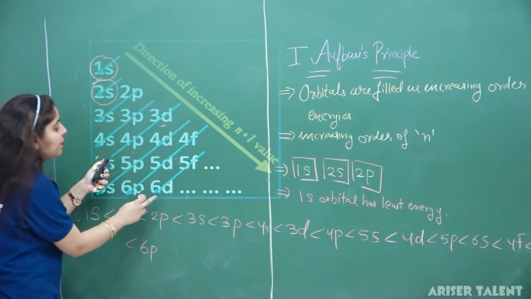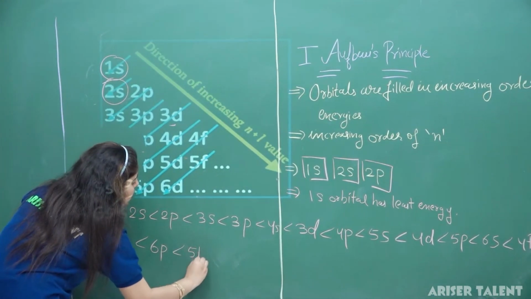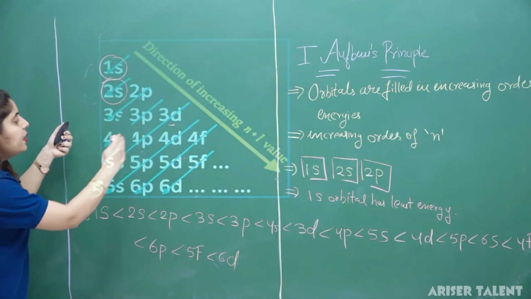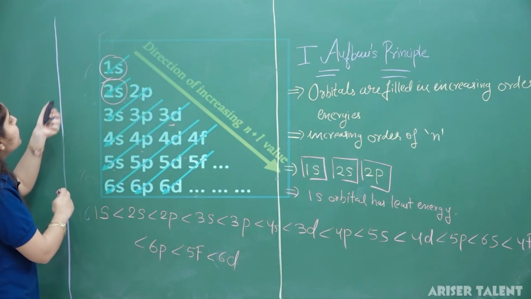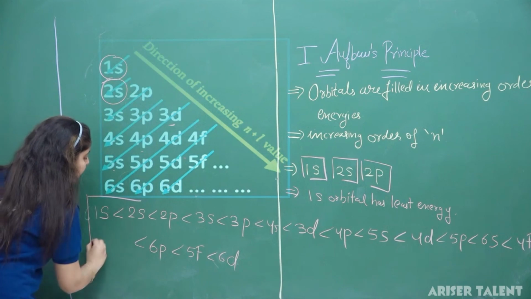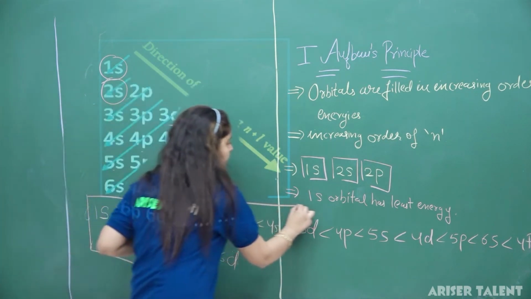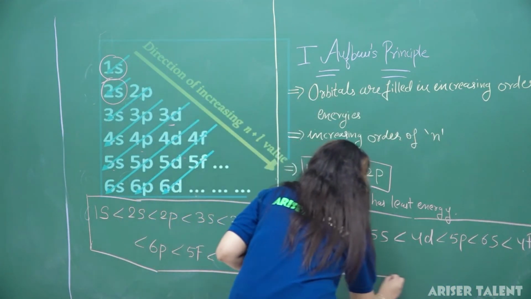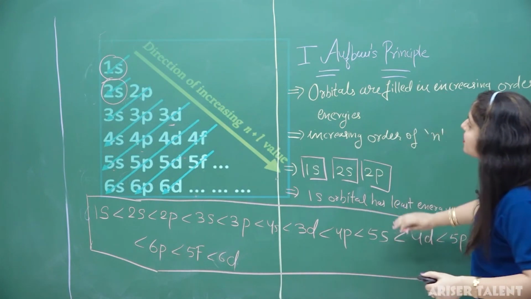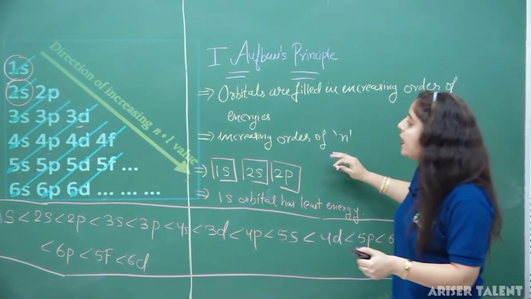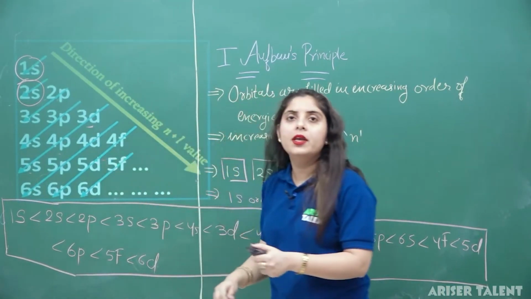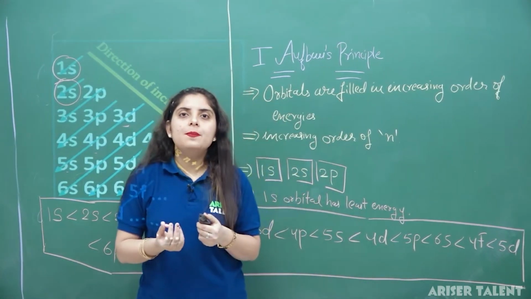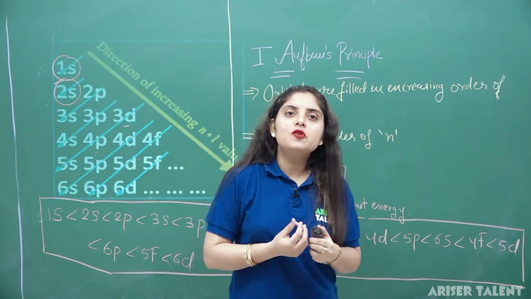Now what are we left with? We are left with 5f and 6d. It means electrons are filled in the increasing order of their energy, and this sequence is shown here. So it is the increasing order of energy. This is the sequence for the Aufbau principle, how electrons are filled in the particular orbitals according to their energy. So this lecture is over for today. We will discuss Pauli's exclusion principle and Hund's rule in our next class. Thank you so much and have a nice day.